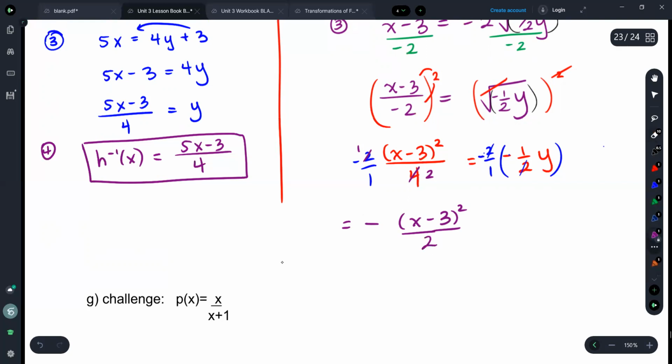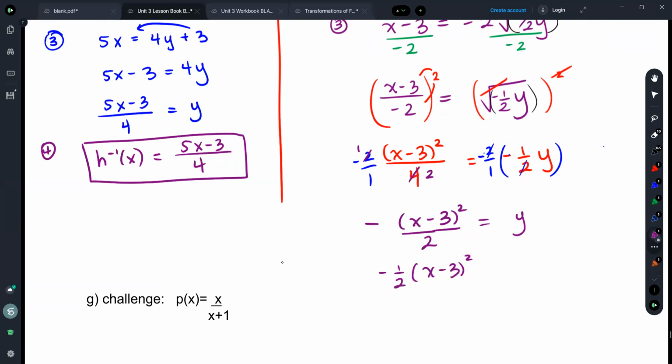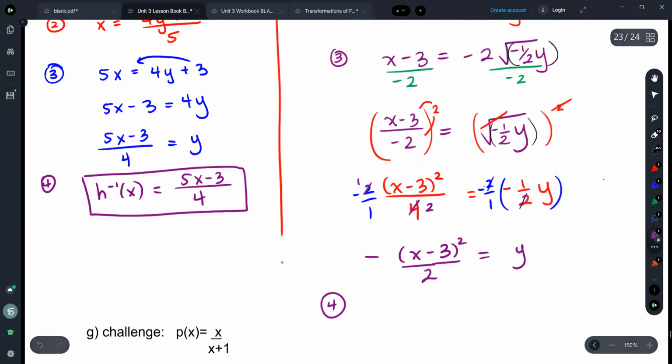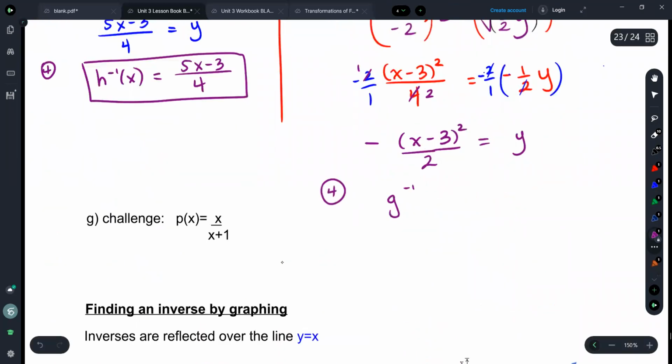Sorry, I shouldn't have an equals on this side. Alternatively, you could also write this as -1/2 x - 3 squared, like so. So either one of these is acceptable. All right, so I'll just leave it. We're going to replace, so final step, replace the y with function notation, G inverse. Josh?